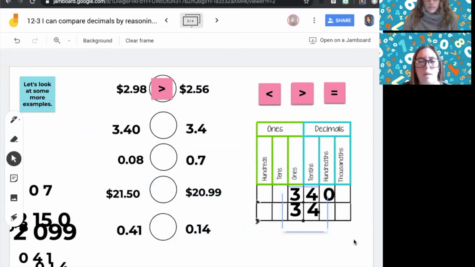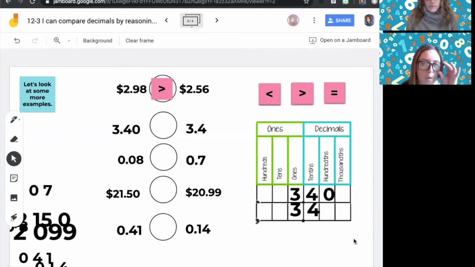Okay, so this time when I compare place values, I look in the ones place, they're equal. Tens place, they're equal. And then I notice in the hundredths place, one number has no digit and the other number has a 0. So they're equal in all place values.